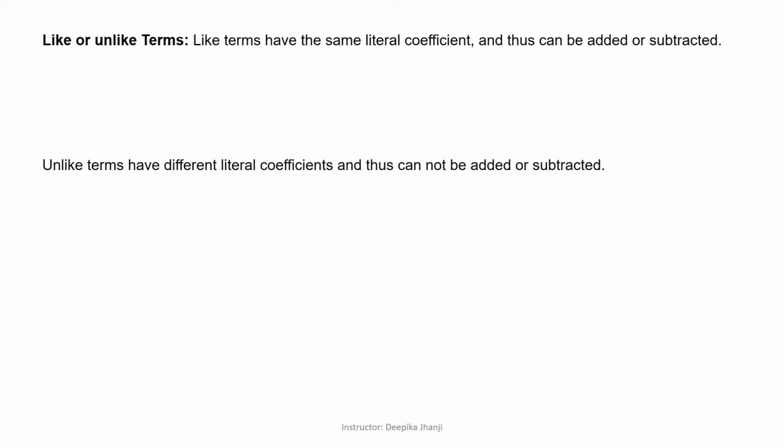Next we have like and unlike terms. Like terms are the terms which have the same letter coefficient. Let's say you have the expression 4x plus 3x. Now this expression has like terms 4x and 3x because their letters x are the same. So 4x and 3x are like terms.